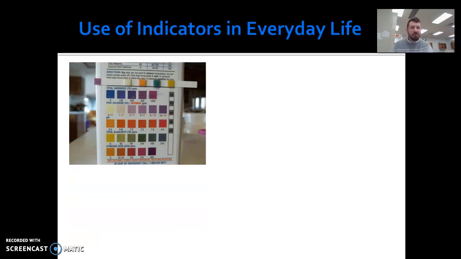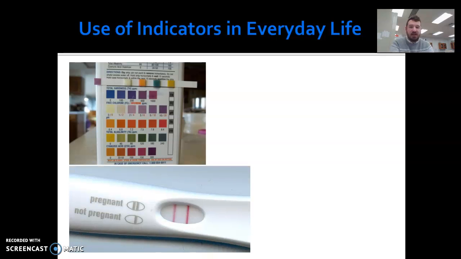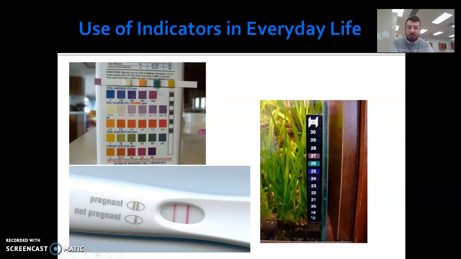All right. Some other examples of indicators. If you're testing for the presence of methamphetamines or drugs, that is an indicator. It's looking for the presence of a certain molecule, and if that is there, then a color will show up. Pregnancy tests are testing for a certain hormone in a woman's urine, and if that hormone is present, another line will indicate that the woman is pregnant.